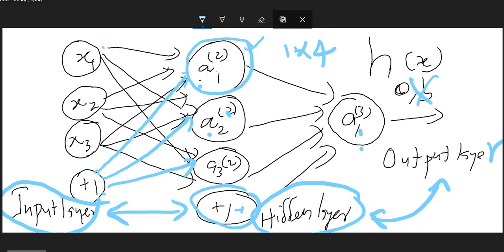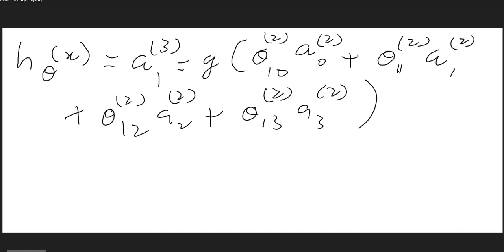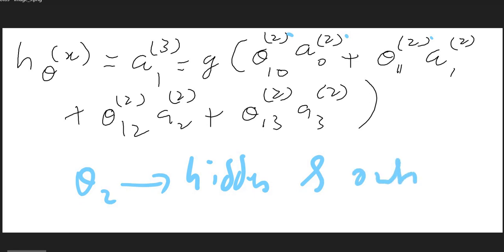So for the weight, you can write it as h theta x, that is a13 is equal to g of theta 2. See, this 2 here, everywhere you have 2. This 2 represents, in the case of theta, the weight between the hidden layer and the output. Theta 2 for the hidden and output. For the input and hidden, it is theta 1. So again you are multiplying theta 10 with a20, theta 11 with a21, theta 12 with a22, theta 13 with a23. Then you apply g, the activation function.